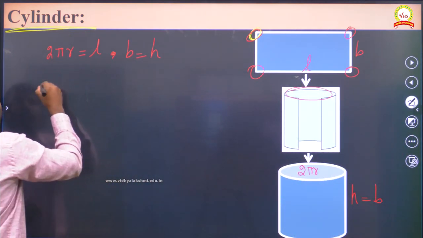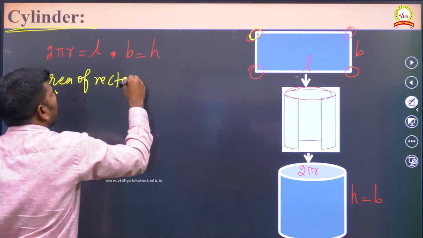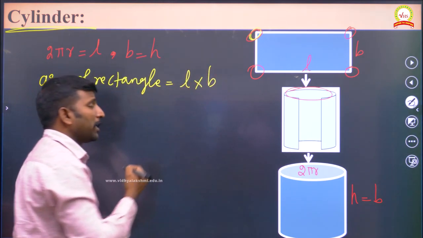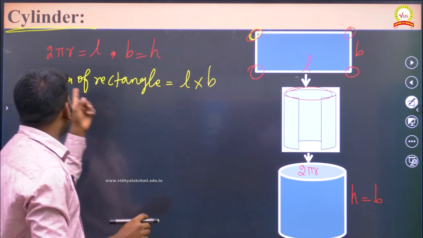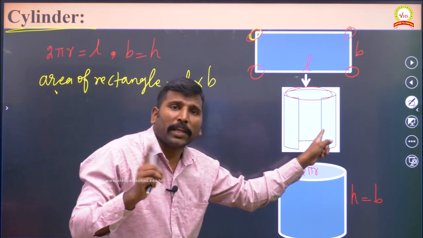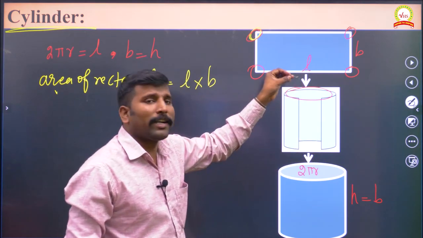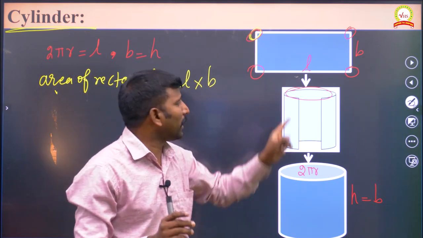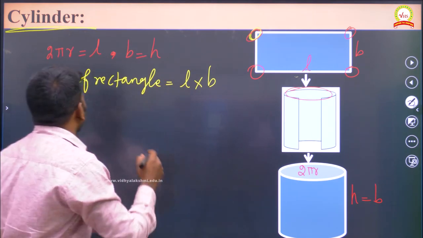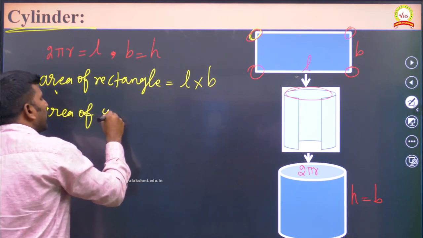Next, see children, let's take the area of a rectangle, which is equal to, we know, length into breadth. The area of a rectangle is equal to the area of the cylinder, because from the rectangle only we got the cylinder. So definitely both areas will be equal. Its shape changes but the area never changes, so both are the same. So area of rectangle equals area of a cylinder.